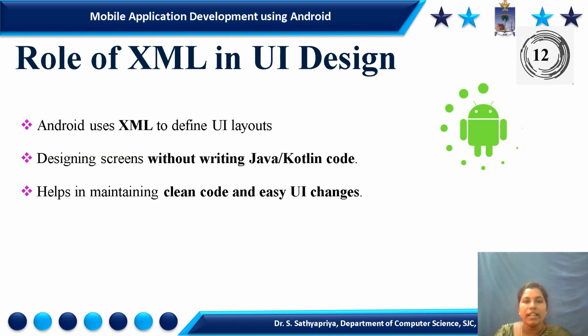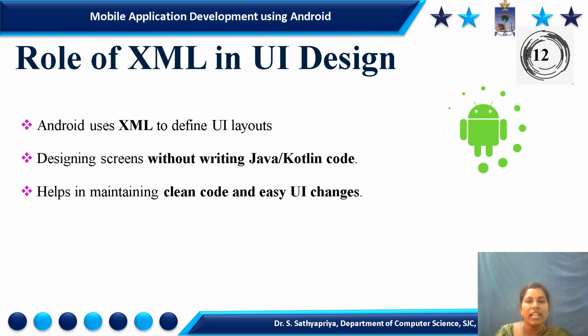Now let's understand the role of XML in UI design. In Android development, XML plays a crucial role in defining UI layouts. It allows us to design screens without Java or Kotlin code. Why do we need XML for UI design? There are different features: separation of design and logic, faster UI development, easy maintenance and update, scalability.